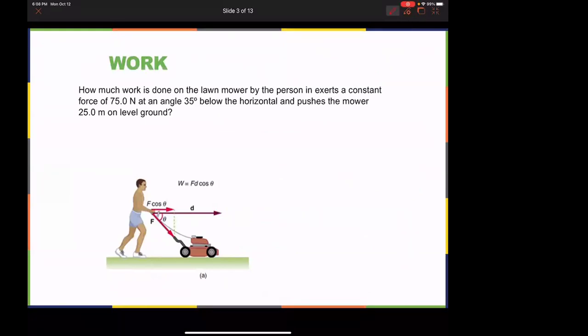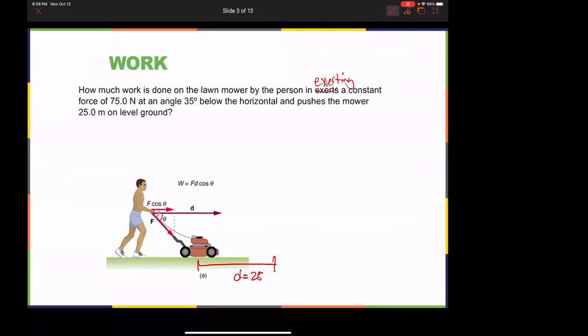So if we look at the lawnmower example, it says how much work is done on the lawnmower by the person in exerting a constant force of 75 newtons at an angle of 35 degrees below the horizontal and pushing the mower 25 meters on level ground. So the mower is going 25 meters, that's our distance.